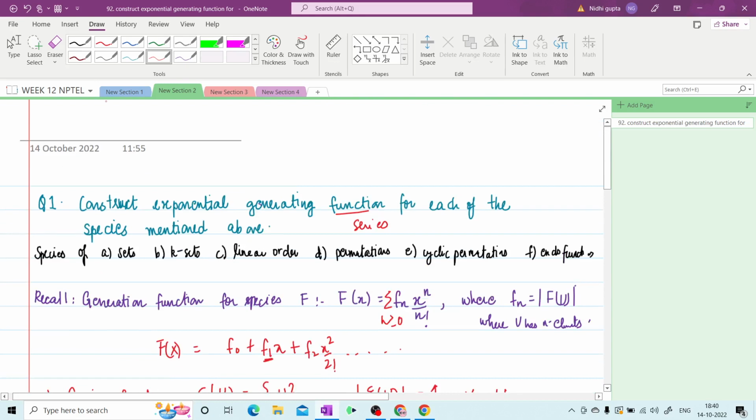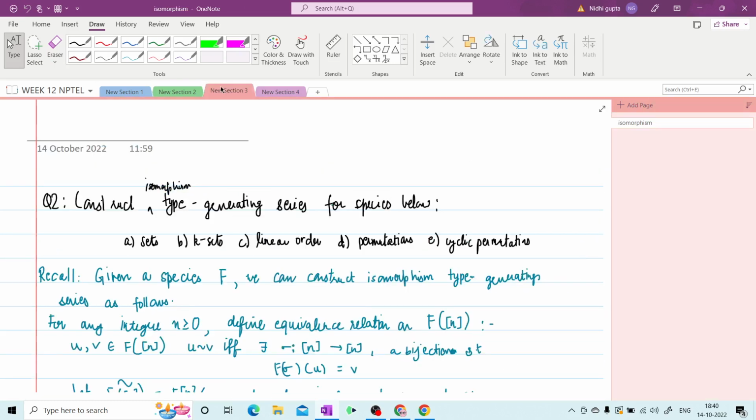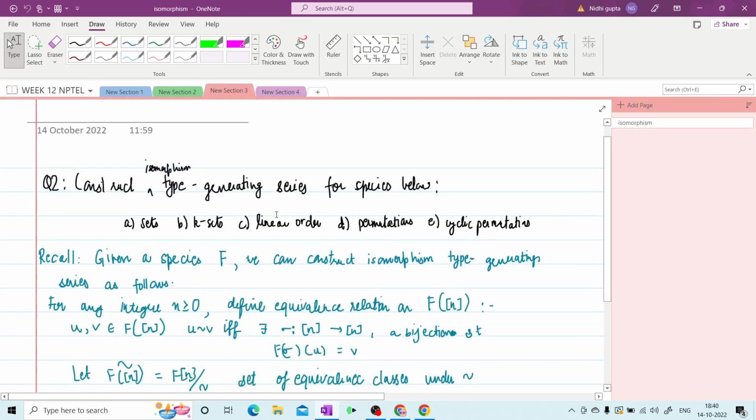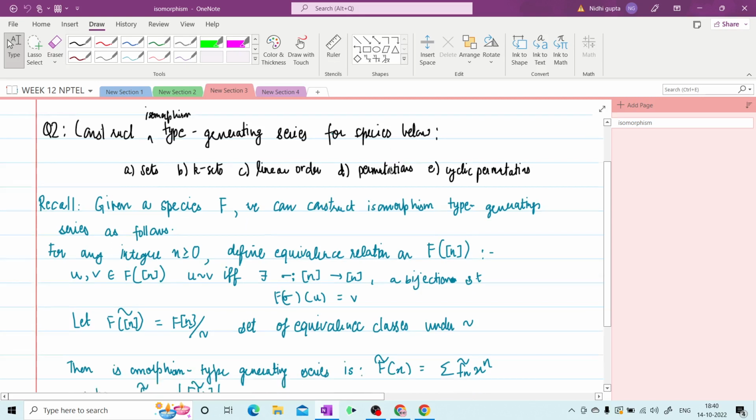Generating functions for species. Next thing we did in species was we looked at the isomorphism type generating series. So now the next problem is, for the above example, construct the isomorphism type generating series for each of these species.